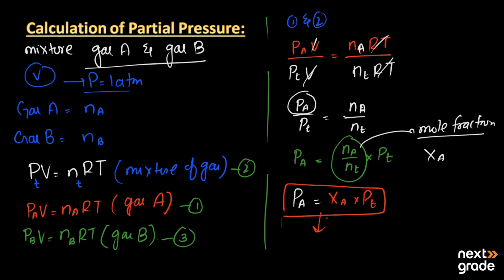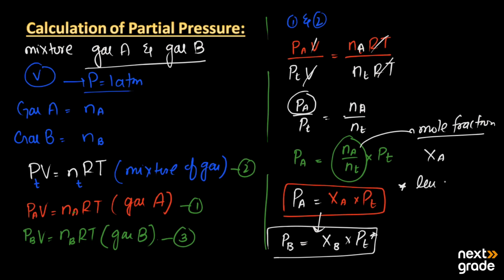Likewise, we can also write it for gas B. The partial pressure of gas B, PB, is equal to the mole fraction of gas B multiplied by the total pressure. So the partial pressure of any gas is the mole fraction of that gas multiplied by the total pressure of the mixture of the gas. One thing that you have to remember is that the mole fraction of any gas in the mixture must be less than unity.